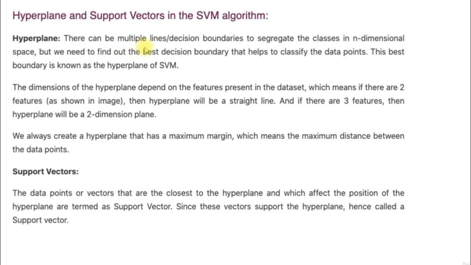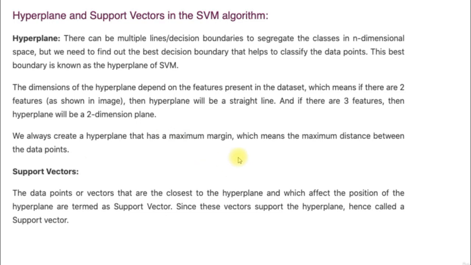So, hyperplane: there can be multiple lines or decision boundaries to segregate the classes in n-dimensional space. But we need to find the best decision boundary that helps us classify the data points. This best decision boundary is known as the hyperplane of SVM. The dimensions of a hyperplane depend on the features present in the dataset, which means if there are two features present in the dataset, then the hyperplane will be a straight line, and if three features are present, then the hyperplane will be a two-dimensional plane.